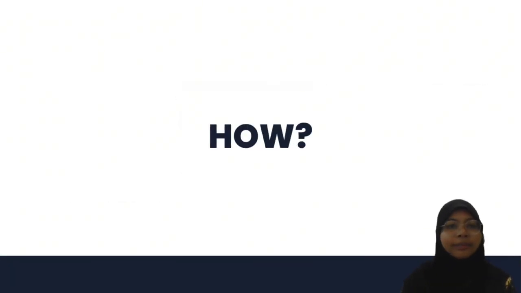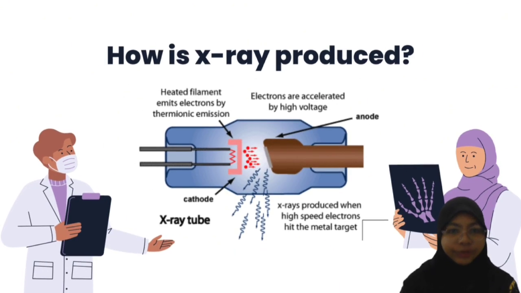I'm telling you how X-ray is produced. We see here an X-ray tube. Inside the X-ray tube, we have the cathode and anode. We also have the rod and everything else in the X-ray tube. Firstly, we have the cathode, which is the negative charge in the X-ray tube. You can see here that the filament, which is the cathode, will be heated and it emits electrons by thermionic emission.